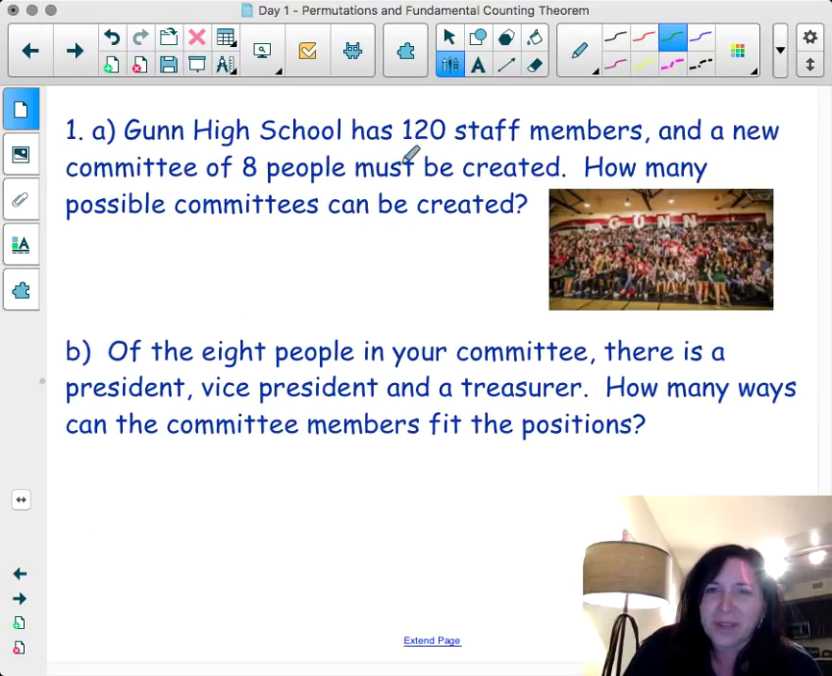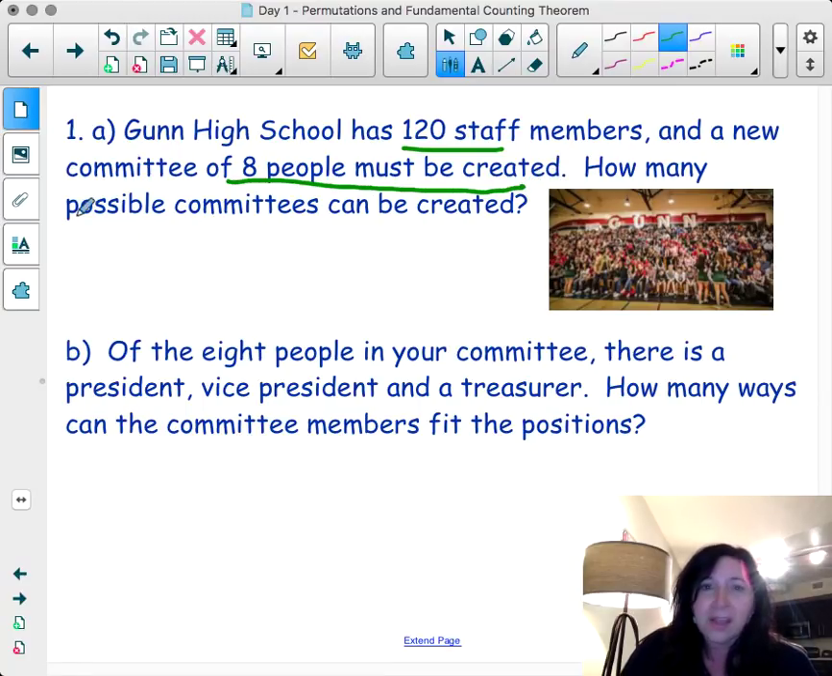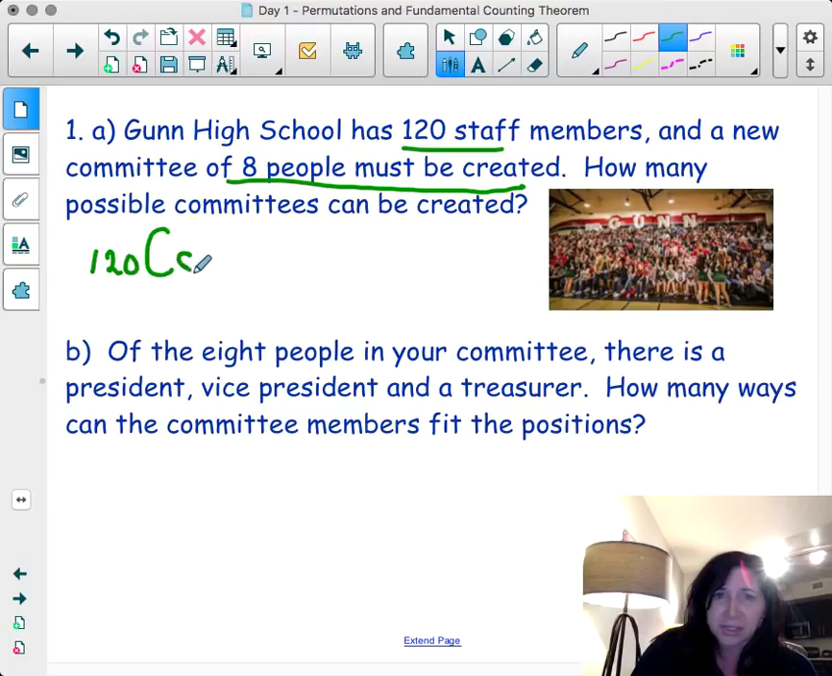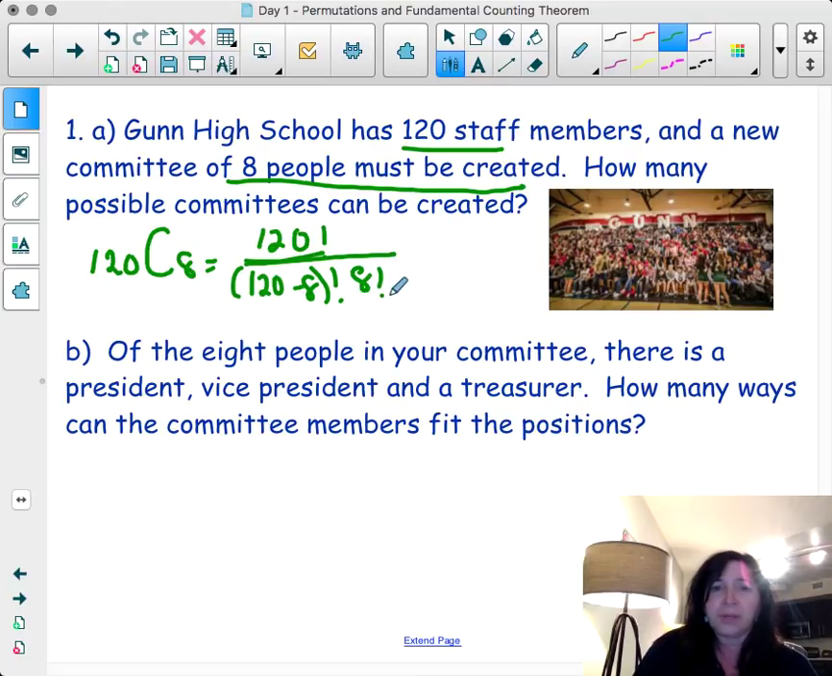So Gun High School has 120 staff members. And a committee of 8 people has to be created, probably to work on our schedule. How many possible committees can be created? Order doesn't matter. We don't care about the order. So you would write this like this, 120 combinations of 8. And so you would solve that and you'd go 120 factorial over 120 minus 8 factorial. And then you're going to have 8 factorial here.